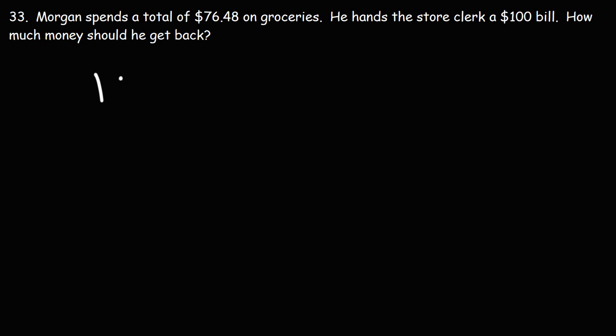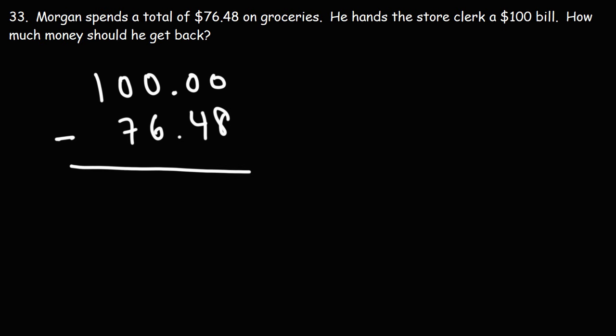So we're going to take 100 and subtract it by $76.48. Now 100 is the same as 100.00. So how can we subtract these two numbers? Well, we need to borrow.